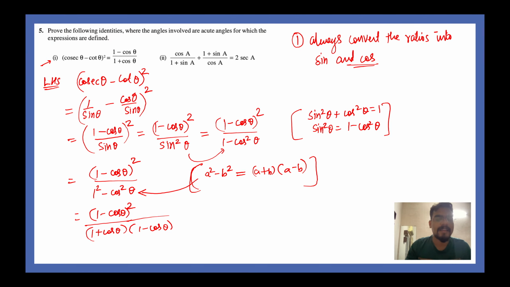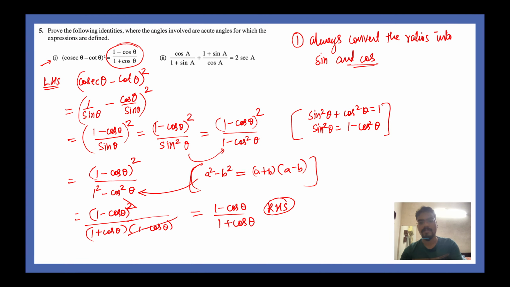Now do you see that there is 1 minus cos theta in the denominator and there is (1 minus cos theta) whole square in the numerator. So one of the 1 minus cos theta has to cancel out. So we will be left with (1 minus cos theta) divided by (1 plus cos theta), and congratulations, this is exactly your RHS. Can you see that? 1 minus cos theta upon 1 plus cos theta.